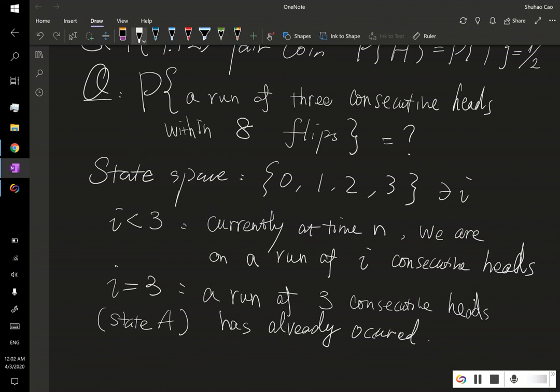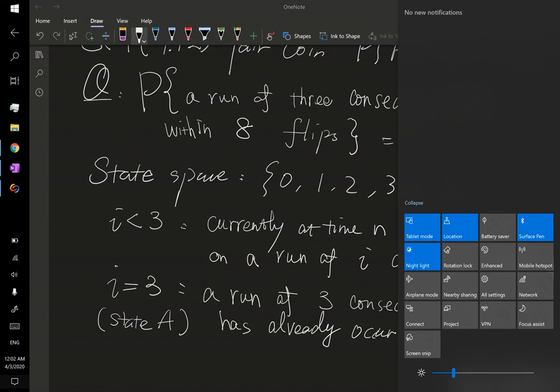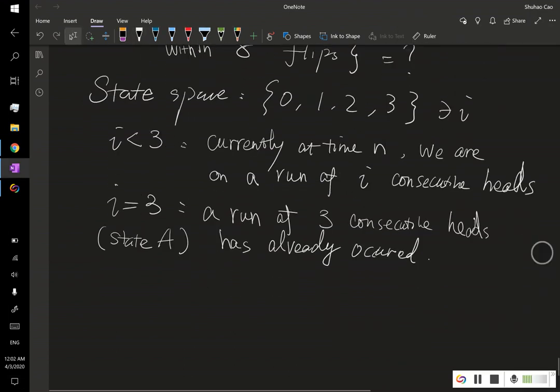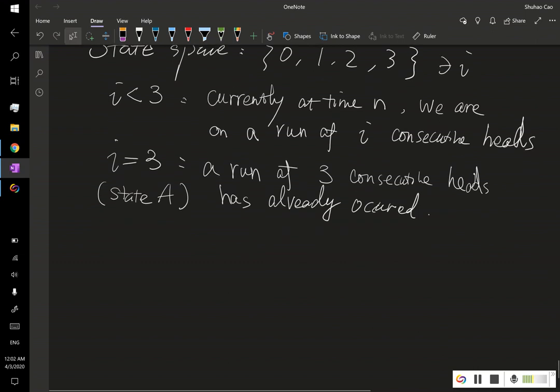So if this run of three consecutive heads has already occurred, it means we'll stay in this state forever because it's already occurred. So we cannot have it occur again. If it occurred again, it's still already occurred. So once we have reached this state, we'll stay at this state forever.